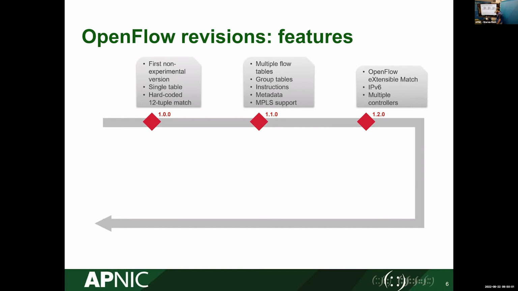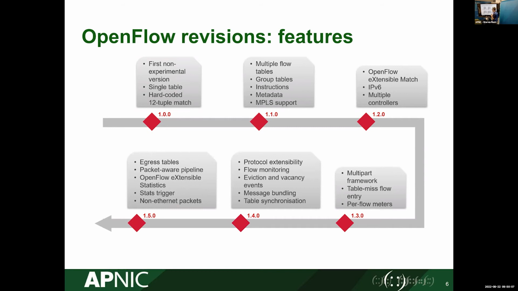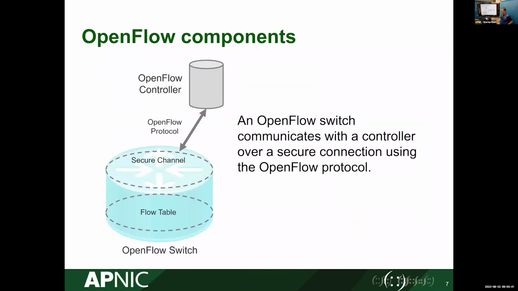Version 1.2, I might just bring them all up so it makes it a bit easier, added support for IPv6, as well as having multiple controllers. Version 1.3 started to add what's called a per-flow meter and a table-miss flow entry. That way, if it goes through all your flow entry tables and it still misses, you can have a default action if you want. Version 1.4 added some more extensibility to the protocol and some extra features. Version 1.5 added egress tables and some other extensions and statistics.